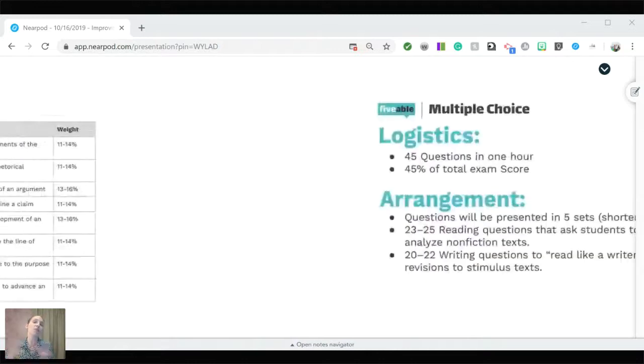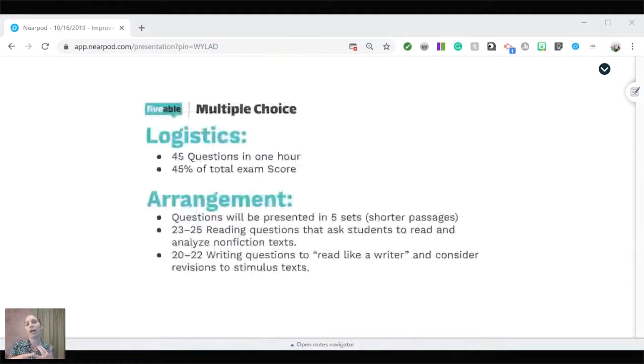So logistics about the multiple choice. It is 45 questions. You do have 1 hour. Now, this is a decrease from the original time. Most of my students would tell me that they got to about 45 anyway. So I think this decrease in time is really going to help students get through that test. The questions are going to be presented in 5 sets.